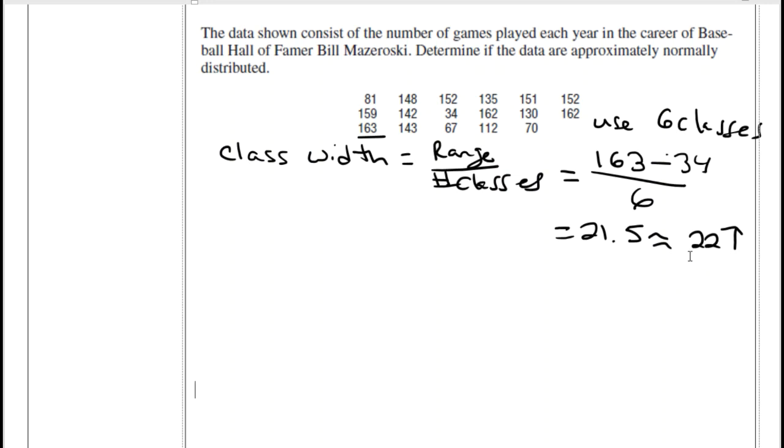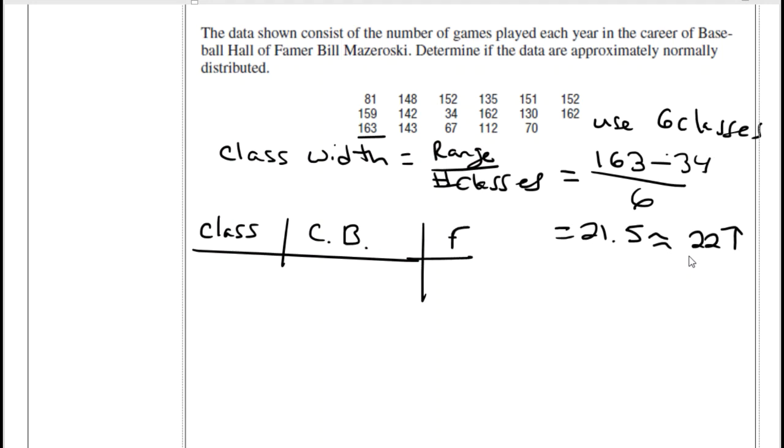Okay, so we're going to round up, so it's 22. And then again, we're going to start with our class boundary, shorten that to CB, and then our frequency. All right, so our class. To do our class, remember, you want to start with your smallest number, which in this case is 34. And then we're going to go by our class width, which is 22. So we're going to keep adding by our class width.